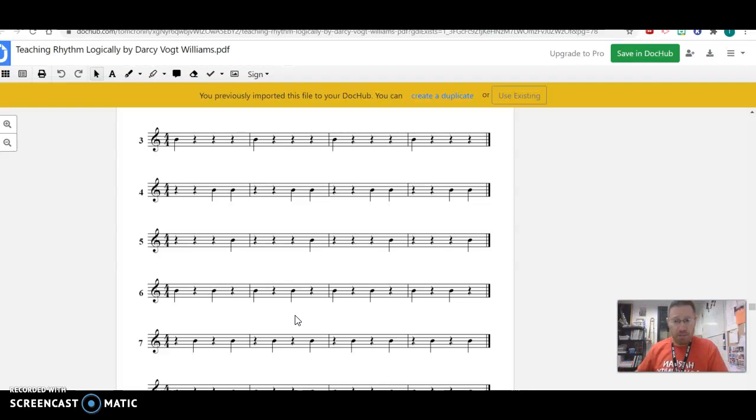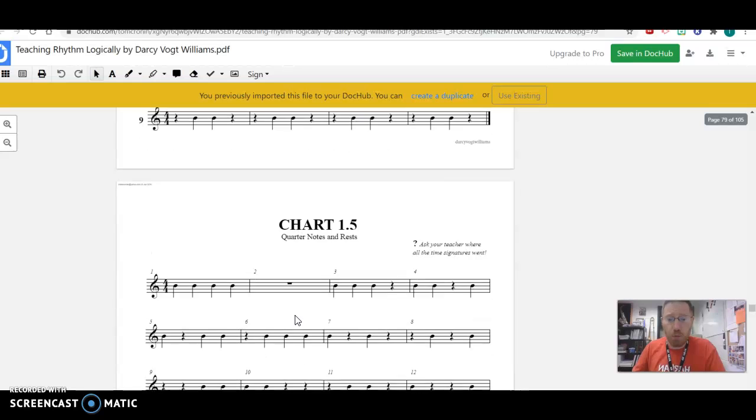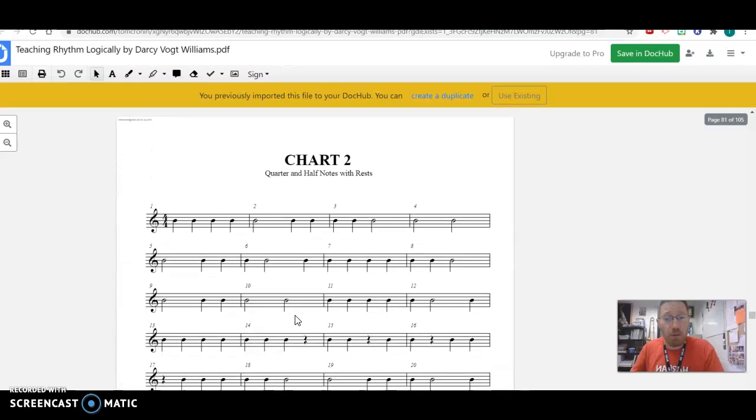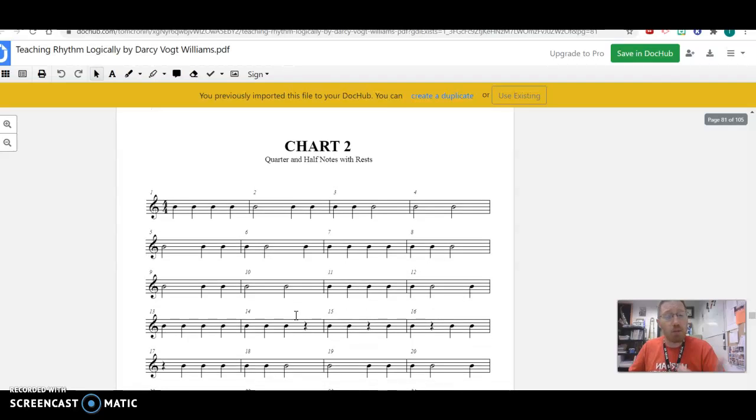But what about our half notes? Let's go to chart 2. Chart 2 introduces half notes, and just like a half a pizza is more than a quarter of a pizza, a half note is longer than a quarter note. In fact, our half notes are worth 2 beats or 4 pulses, and our half rests are worth 2 silent beats or 4 silent pulses. And we should write that into our chart 2 so that we can remember it.